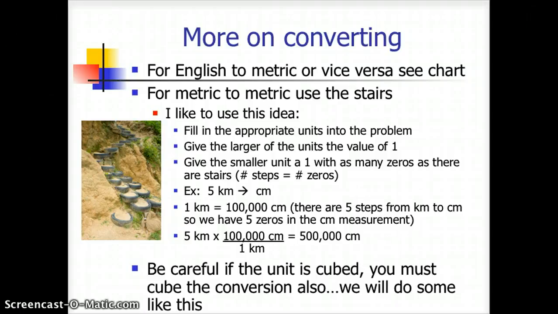Now make a large note here, or a big star. You need to be careful if you're dealing with cubed units, and we'll be getting into this in another day or so. If we're dealing with cubed units, you have to cube your conversion also, and like I said, we will be doing more of this in another day or so.